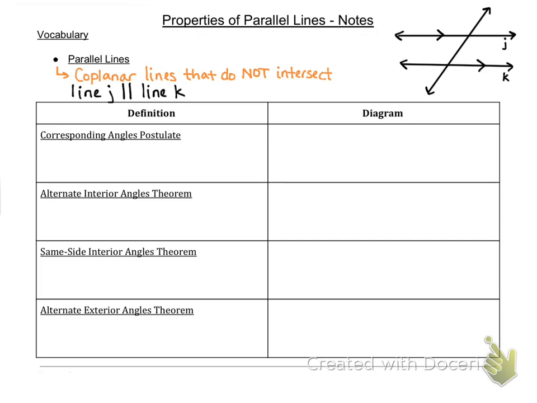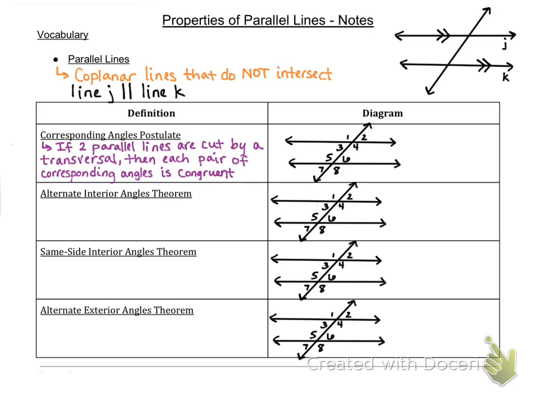Now let's say there was a diagram with two sets of lines that are parallel. You could have one arrow on the one set of parallel lines, and then you could add a double arrow, which would look like this, to show another set of parallel lines.